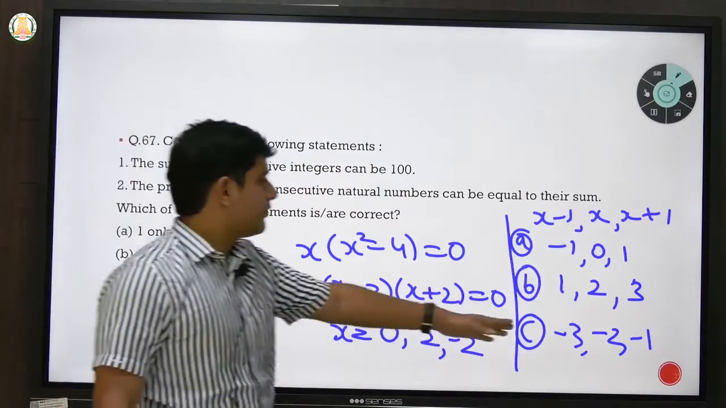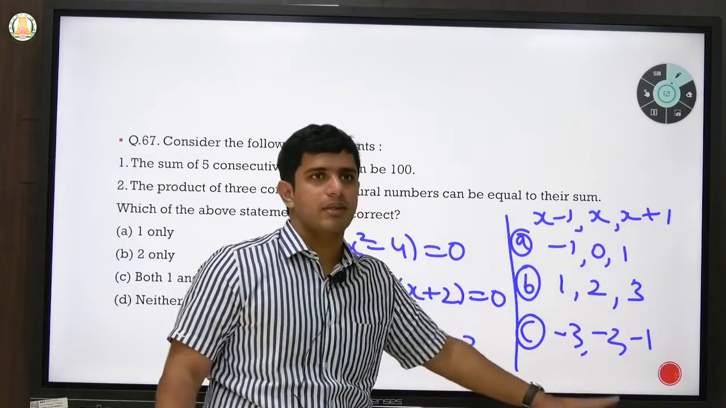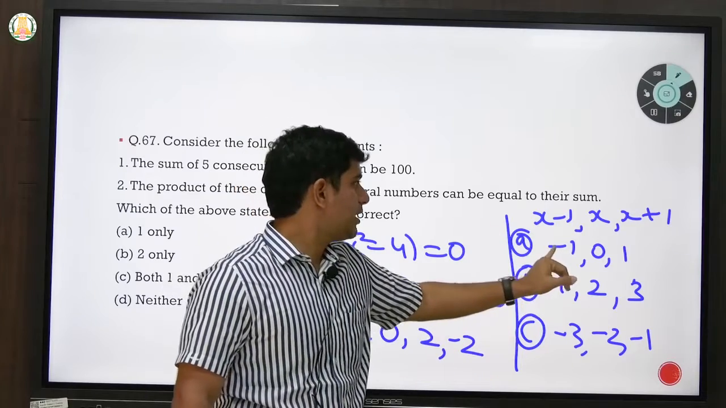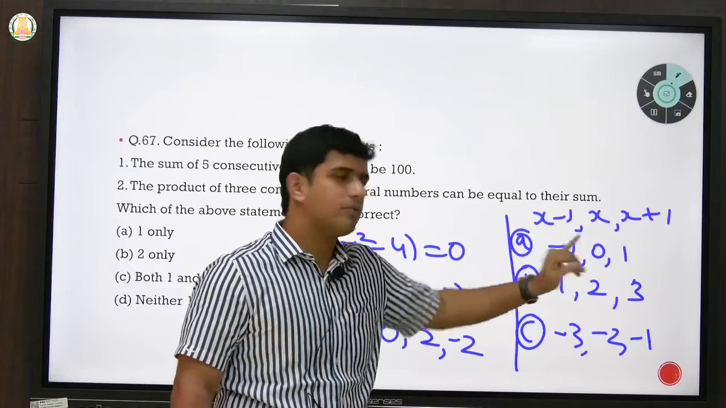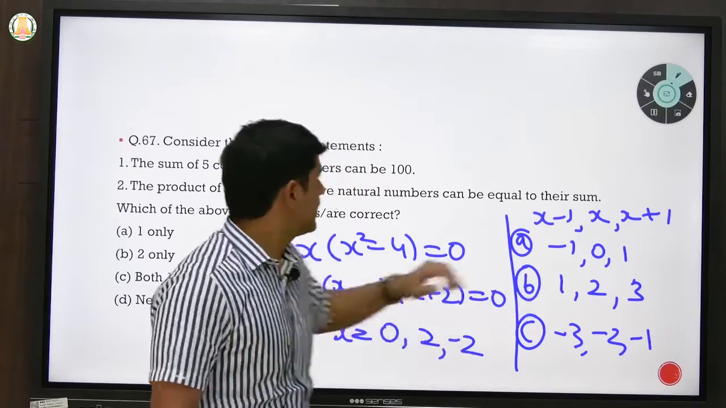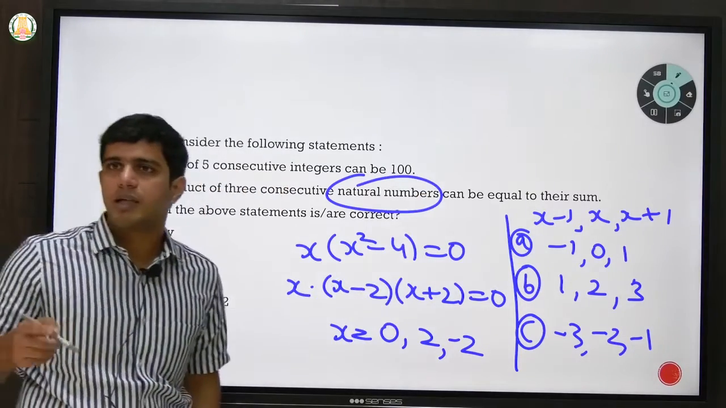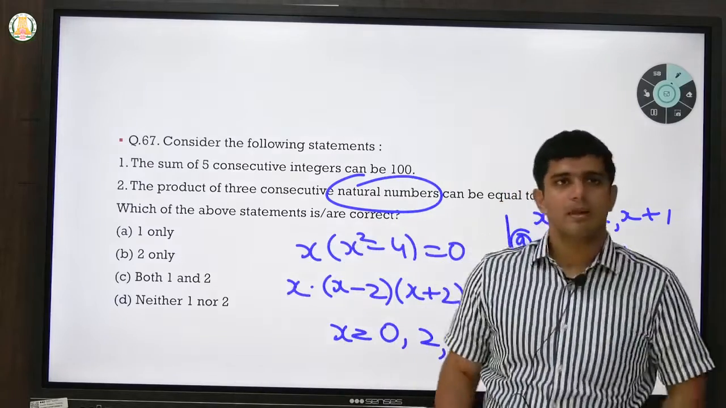Okay, so now if you actually see, minus 3 plus minus 2 plus minus 1 is minus 6. Minus 3 into minus 2 into minus 1 is also minus 6. Similarly, minus 1 plus 0 plus 1 will be 0. Minus 1 into 0 into 1 will also be 0. But he is saying natural numbers. That means all integers should be positive. So this is the only possible way.